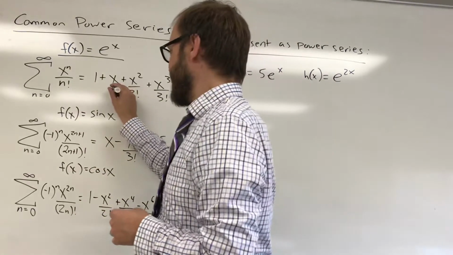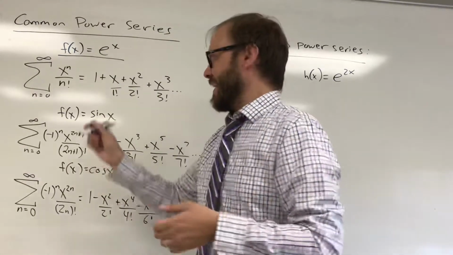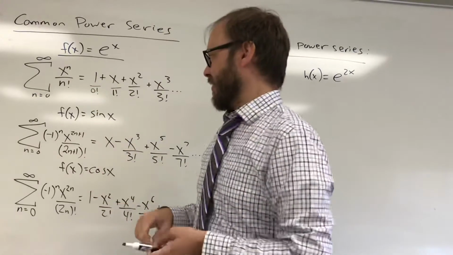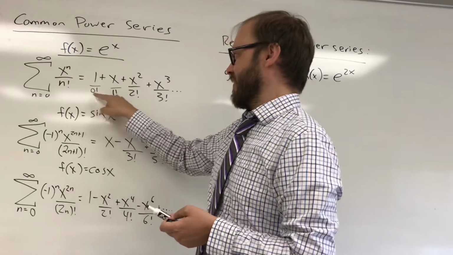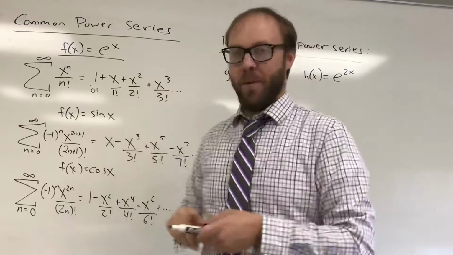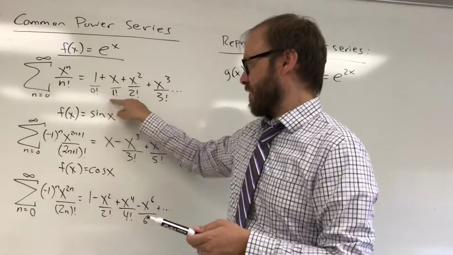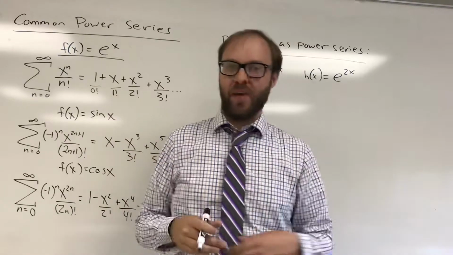Technically, this is 1 factorial, right? 1 factorial is equal to 1. Technically, this is 0 factorial. So you can view this term as x to the 0 over 0 factorial, and then you get 1. This is x to the 1st over 1 factorial, and so on. So when you're working these out, you may just want to write all of these terms, including those factorials. I have a tendency to kind of leave those out if I'm not careful, okay?